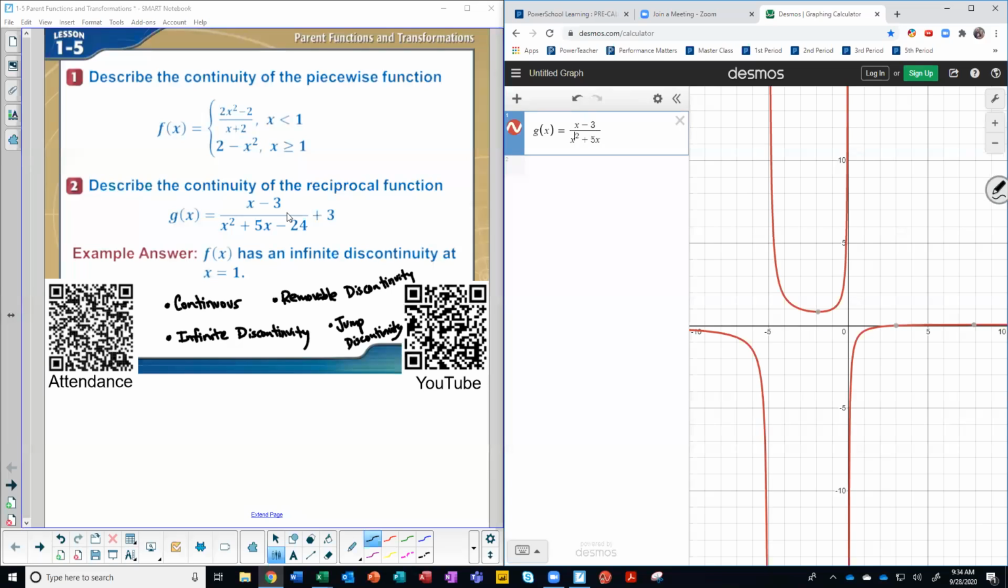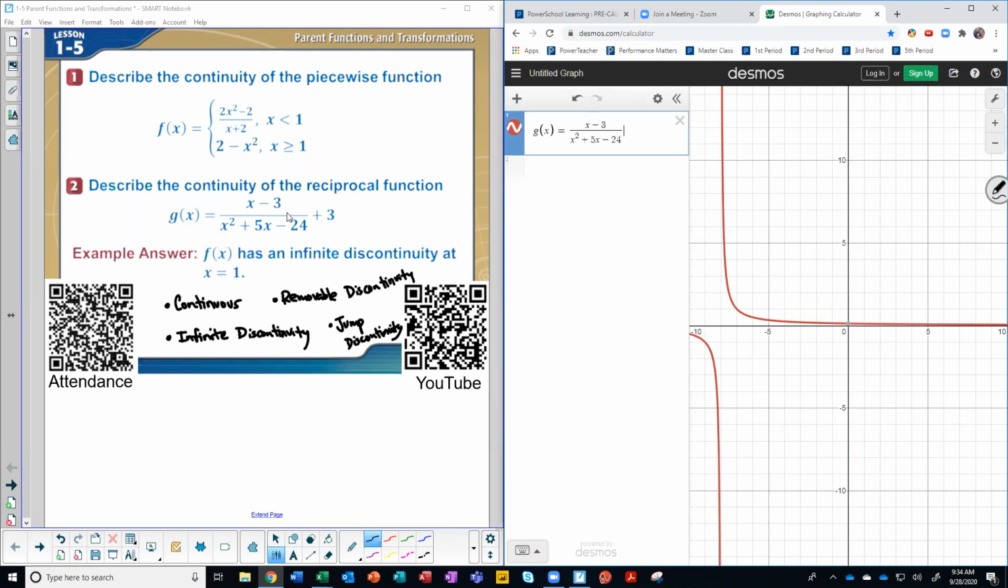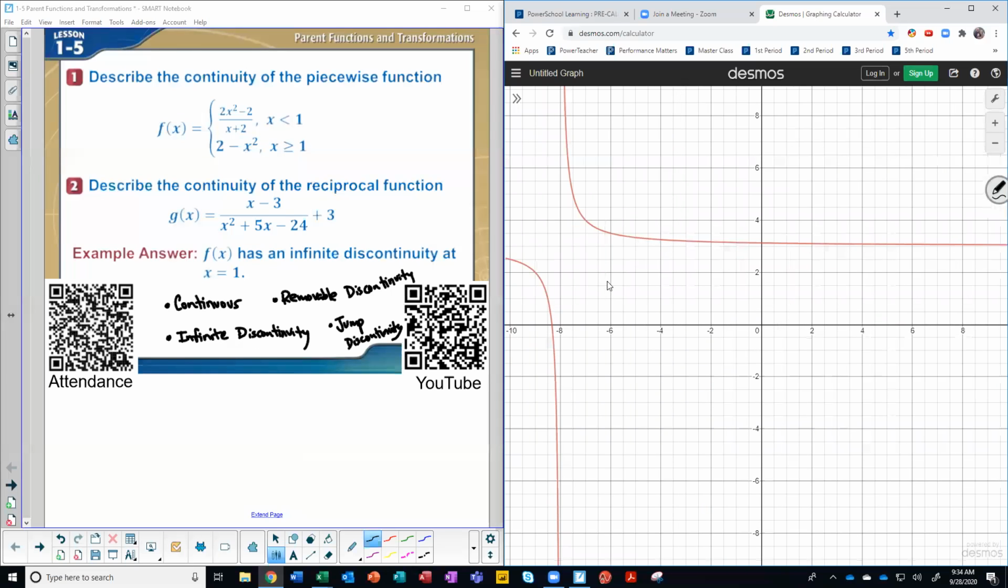To get a power, by the way, in Desmos, you hit Shift 6. It's called a caret. It looks like an up arrow. Minus 24, and then plus 3. So here's my graph, and it looks like they only have that one break at -8, the infinite break, but it actually has a second.